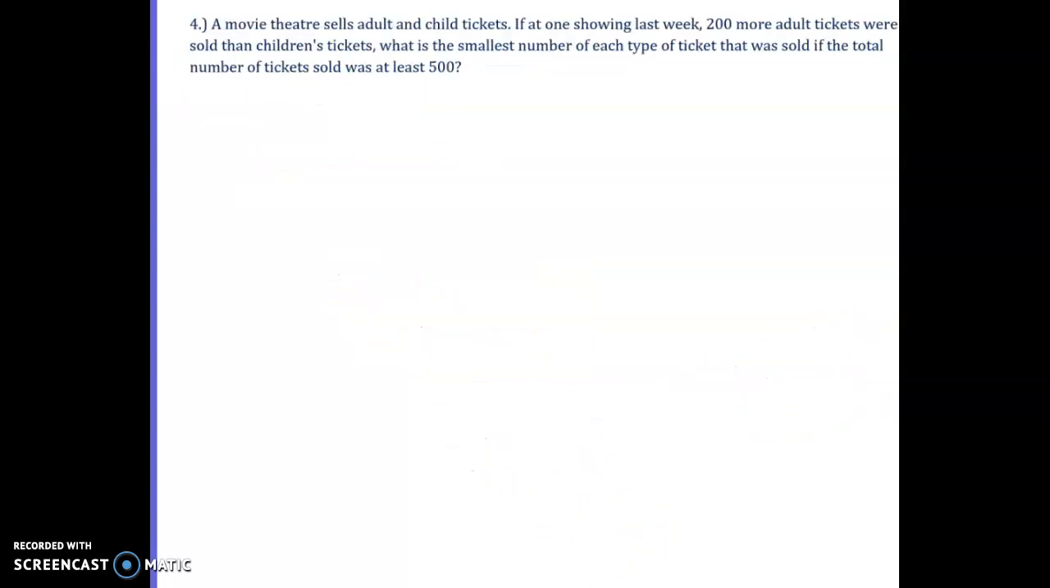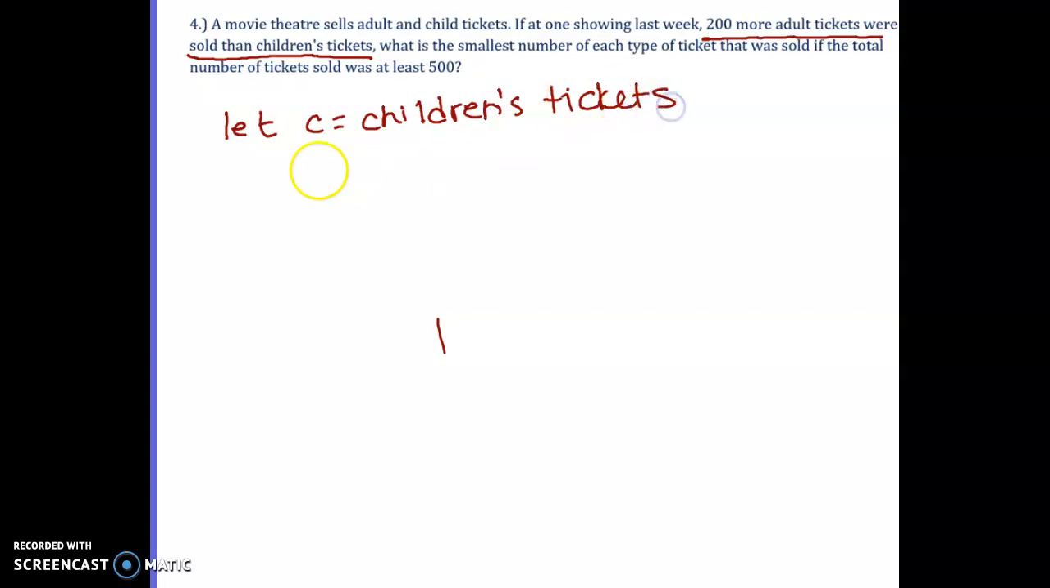All right, a movie theater sells adult and child tickets. If at one showing last week 200 more adult tickets were sold than children's tickets, what is the smallest number of each type of ticket that was sold if the total number of tickets sold was at least 500? Okay, so in this case, 200 more adult tickets were sold than children's tickets. So we don't know how many children's tickets were sold, so let's let C equal children's tickets, and if C is children's tickets, then our adult tickets would actually be C plus 200 because it's going to be 200 more.